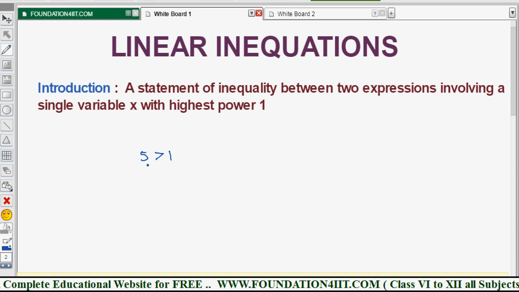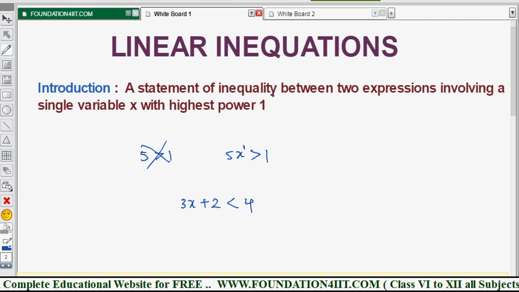There should be one variable. So instead of this we should take like 5x is greater than 1. So this is the linear inequation. Highest power is 1, so x to the power 1. If there is no number, then you can take the highest power as 1. Okay, 3x plus 2 is less than 4. So this is also a linear inequation.